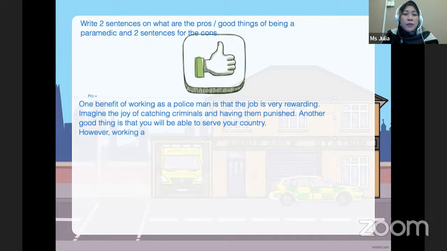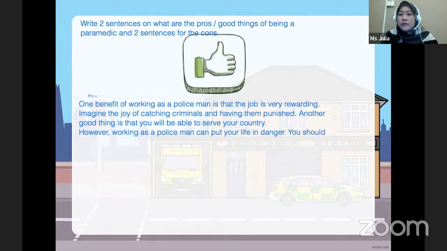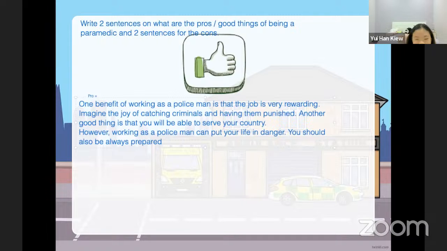You write below mine, Jihan, can? Can you write below? And can you make your font bigger? Can you make the font bigger? Because it's small, I cannot read. I want like this, like mine. Should be always prepared. This one. Big. You should also be always.